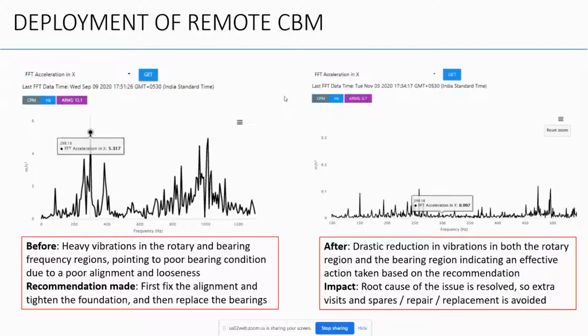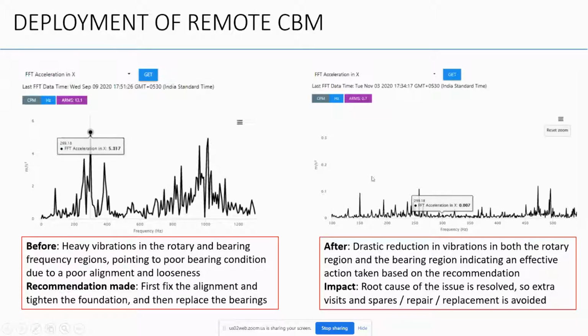So the recommendation that was made to them was to first fix the alignment and tighten the foundation and then replace the bearings, right? That is also important, because if you replace the bearings first, it's not going to help, because it's going to get degraded quickly anyway because of the poor alignment. So the team first fixed the alignment, the foundation and the looseness issues, and the left hand side of these vibrations went down. Once that happened, they replaced the bearings. So then the bearing frequencies went down. And once both these fixes were implemented, you can see the drastic reduction on the right hand side.